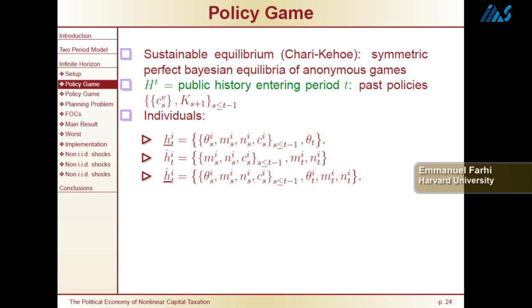Okay, and these past policies involve the mapping from types to consumption and the investment decision, the aggregate investment decision. And then there are going to be some individual histories. But let me not go into detail about this, but they play a role in the construction of the equilibrium and the different stages within a period. So how does it work?